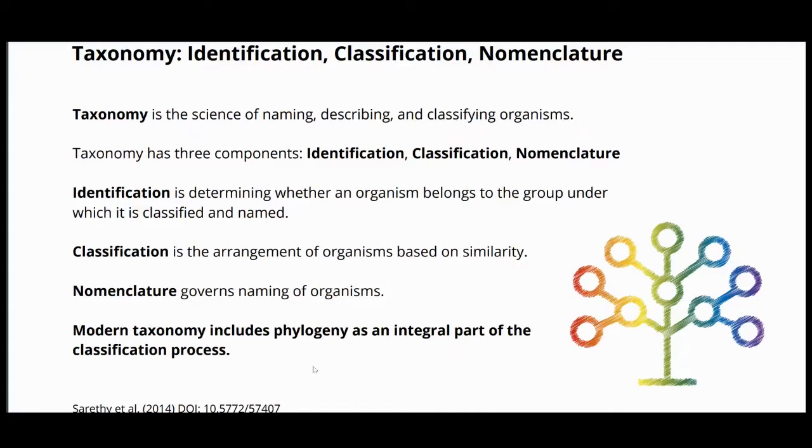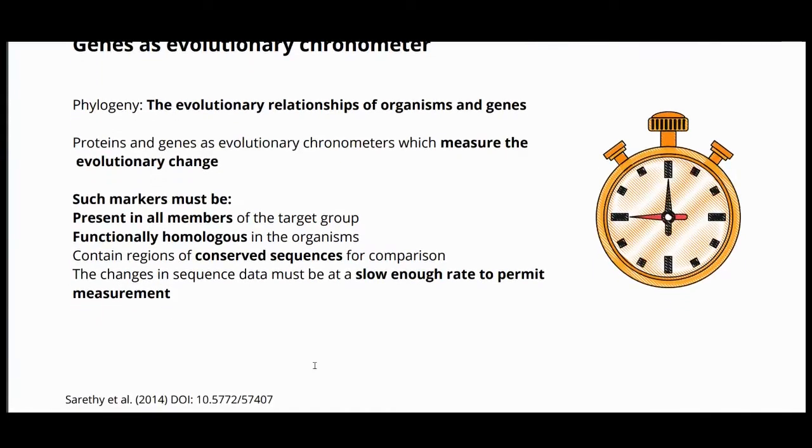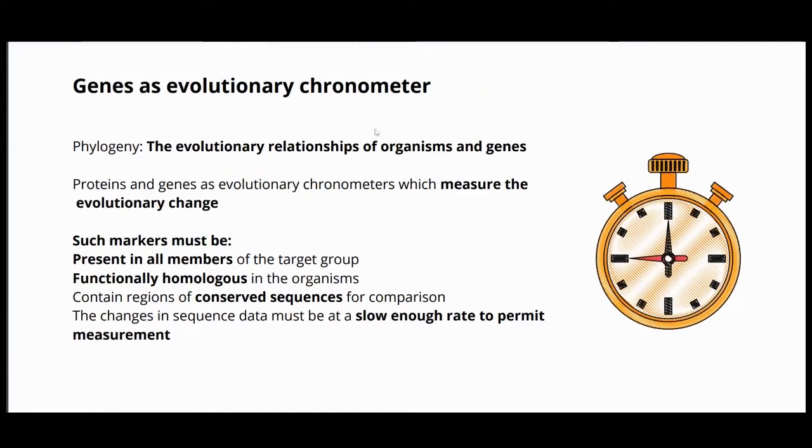As you may know, modern taxonomy includes phylogeny as an integral part of the classification process. What is phylogeny? Phylogeny is nothing but evolutionary relationships of organisms and genes. The basic hypothesis behind this is that genes and proteins act as evolutionary chronometers or evolutionary clocks. A clock measures the evolutionary change here. Therefore, genes and proteins have been used as markers actually.